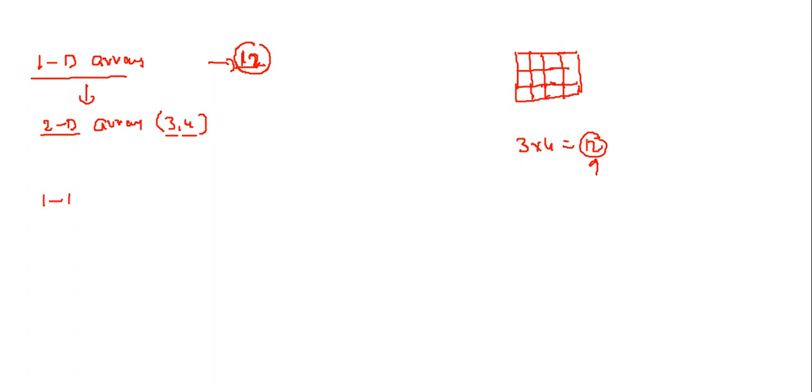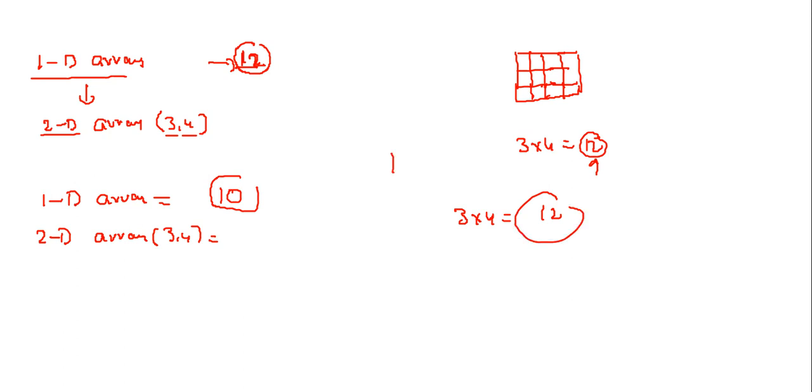Suppose we have a one-dimensional array of 10 elements, and now you want to create a two-dimensional array of size 3 by 4. Here you have 10 elements, but you want an array of size 3 by 4, which means 12 elements. How can you convert 10 elements into 12 elements? At your hand you have 10 elements, and you want a size of 12 elements. So it is not possible, and it will show you an error. That means when you are converting, the number of elements should be the same.